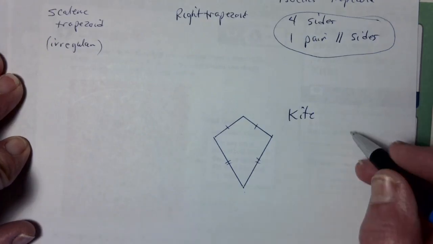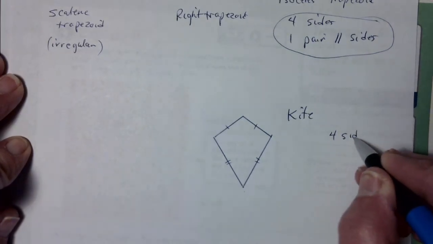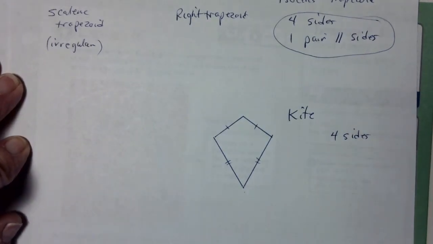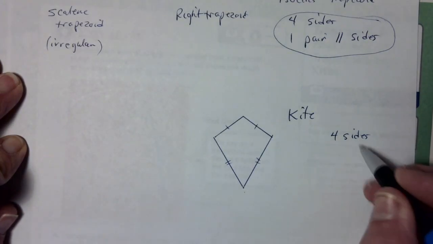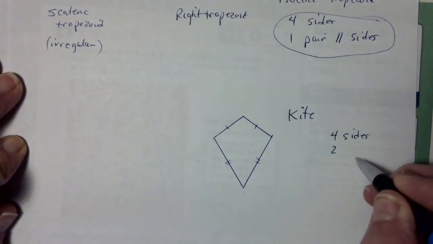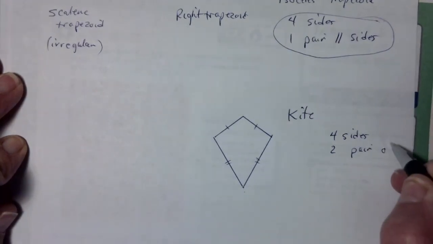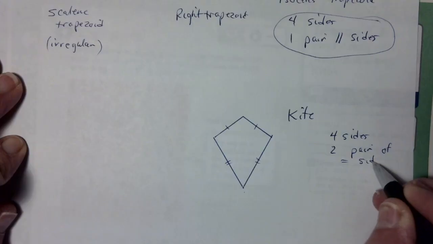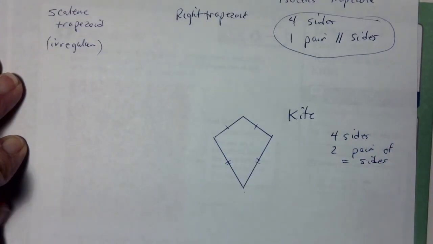So what do we notice here? Well, we have four sides again. We have nothing parallel. I have two pair of equal sides. Two pair of equal sides. And that's about all you need to know for now. There's some other properties, but we're not going to discuss those right now.